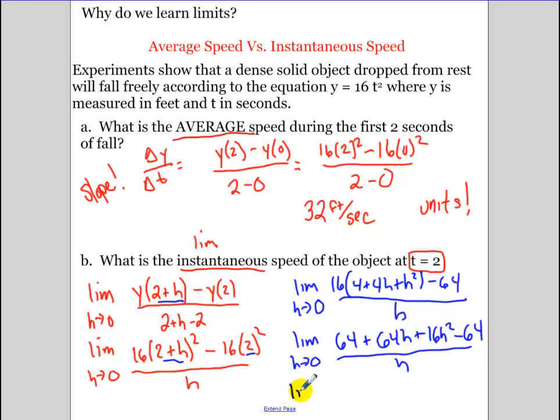Now what that is going to simplify to is the 64's cancel, and h is going to cancel, so I'm left with 64 plus 16h. Now when I plug in h to be 0, we get our limit to be 64, and I gave us units, feet per second.